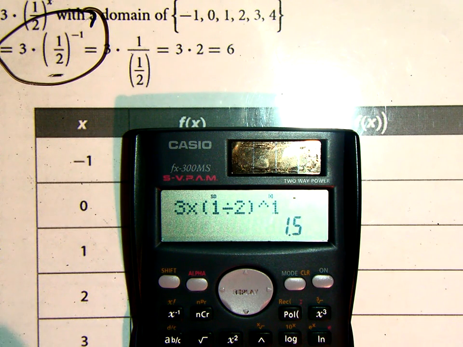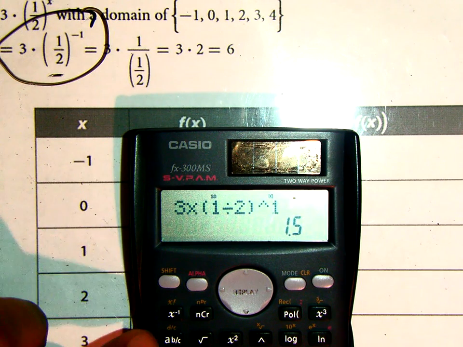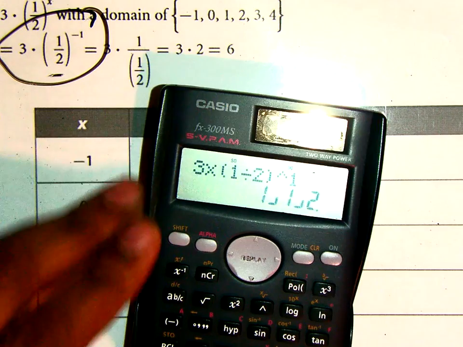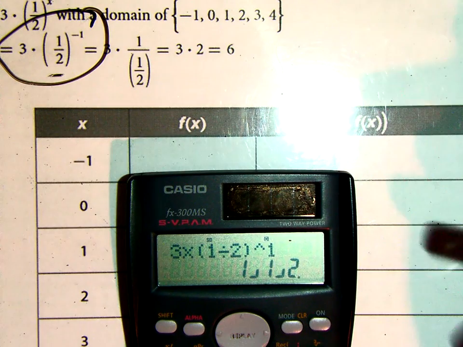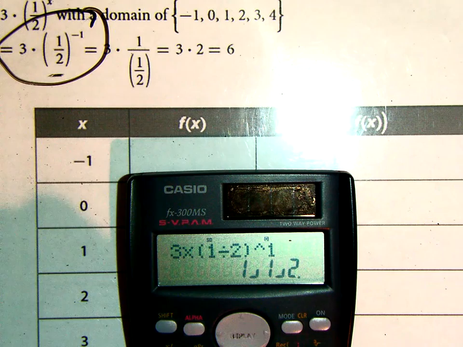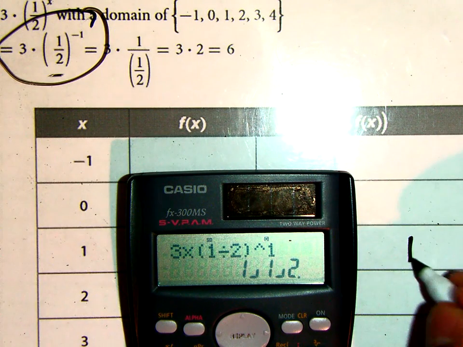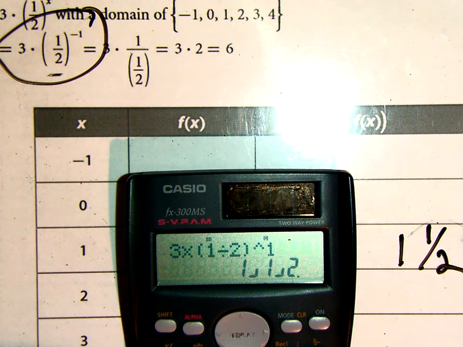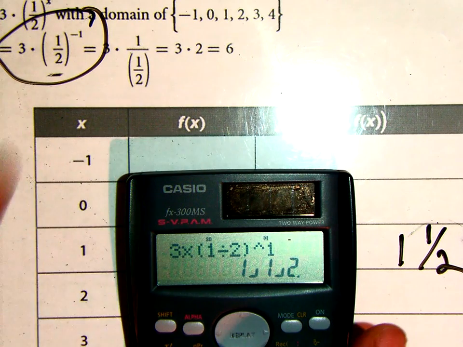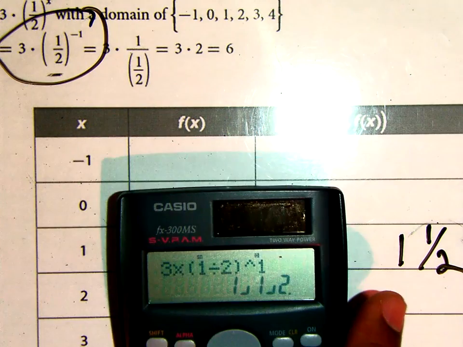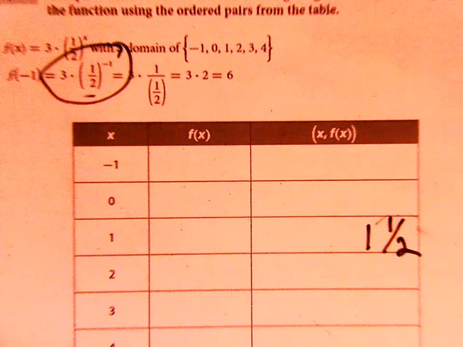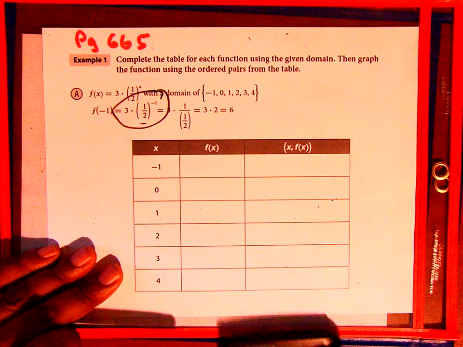Okay, if I want to make that a fraction, all I have to do is hit this button here, this A B/C. It'll give it to me as an improper fraction, or actually a mixed number, 1 1/2. So that would be written as 1 1/2. Okay, so that's how you get the y values or the f of x values when using a calculator. So now what I'm going to do is go ahead and write in the rest of the values in and show you what it looks like.